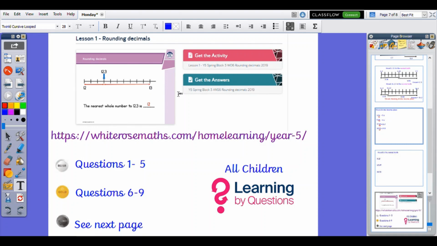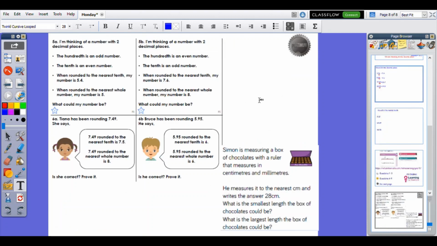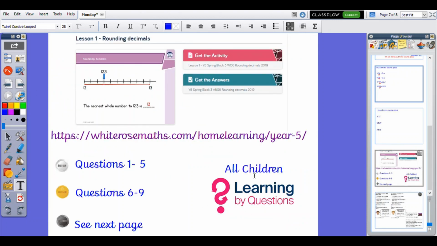Okay, so your question today, so if you are doing silver, you're doing question 1 to 5. If you're doing gold, you're doing questions 6 to 9. And platinum, your questions are here on the next page. So if you're in the PDF, you need to go past the page with linear by questions on. Your questions are here, or you can pause this video also. And then you've all got a linear by questions today.